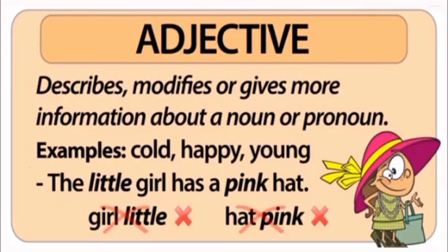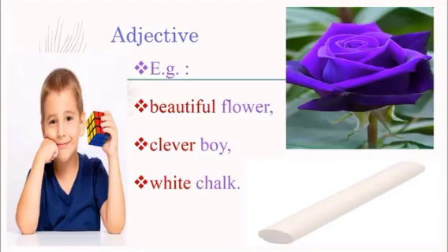We don't say the girl little. We say the little girl. Then, we don't say hat pink. We say pink hat. Examples: beautiful flower, clever boy, white chalk. Here, the words beautiful, clever, and white are used to qualify or add something to the nouns flower, boy, and chalk.